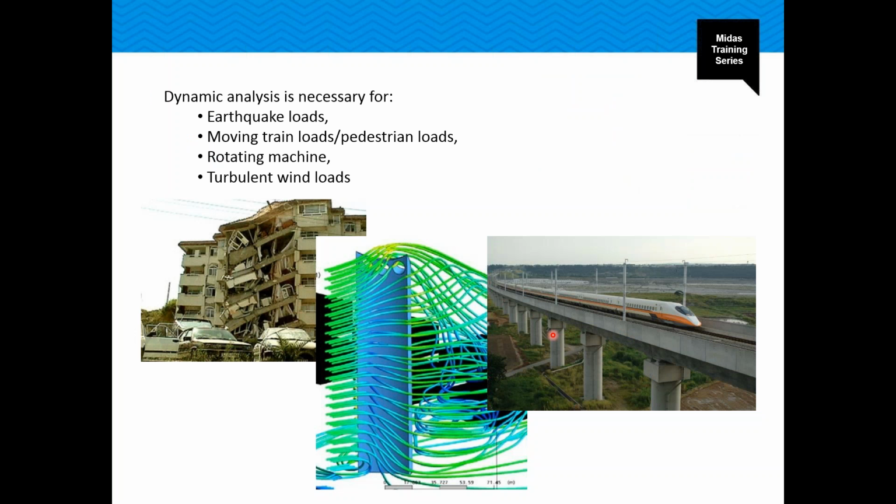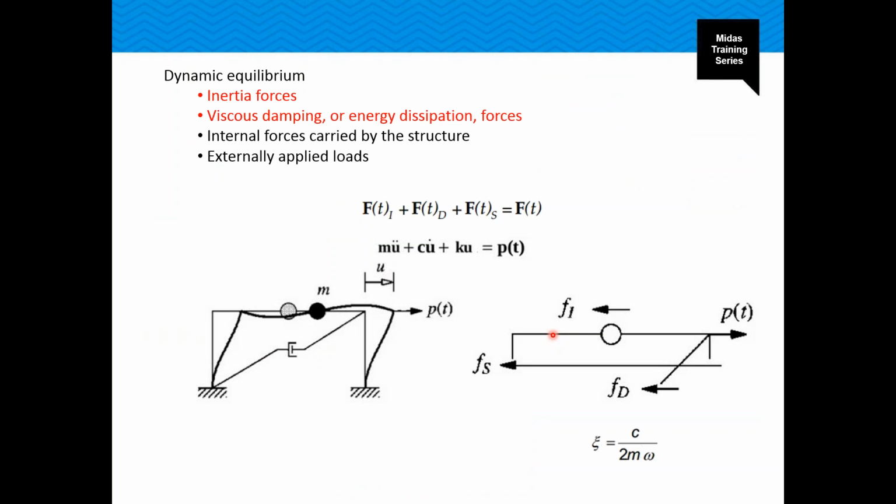Why do we need dynamic analysis? It is because the loading on the structure is not static. The magnitude and direction of loading change with time, like earthquake loads. In the static equilibrium, we just consider externally applied loads and internal forces carried by the structure. What other types of forces should we consider in the dynamic equilibrium? There are inertia forces and damping forces acting in the opposite direction of external loads like this.